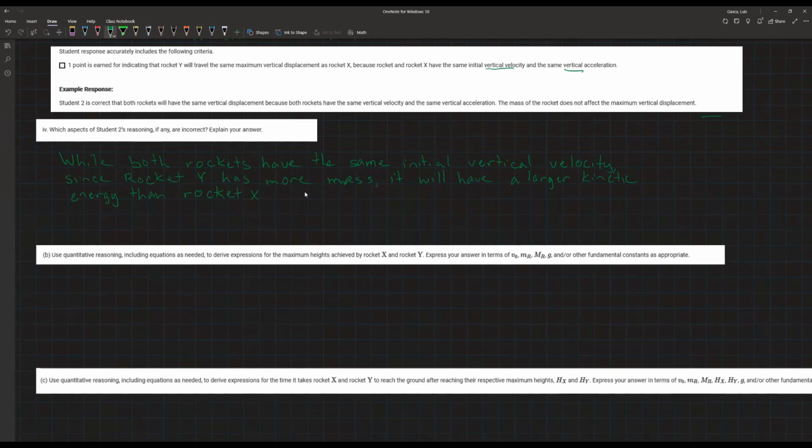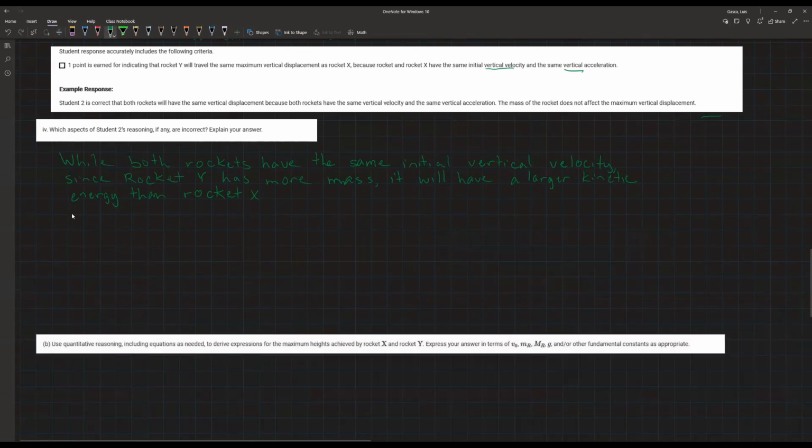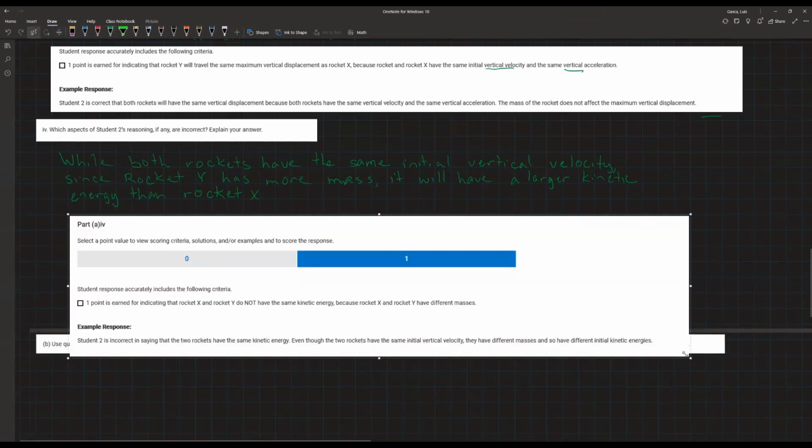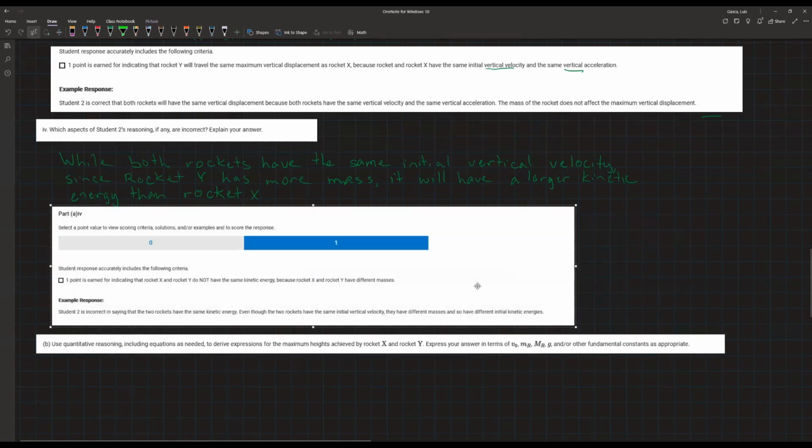Okay. And if we want to, we can go ahead and get the reasoning here that they're looking for in this section. Oops, Control Shift S. The College Board's explanation. And let me shrink that a little bit. So student 2 is incorrect in saying that the two rockets have the same kinetic energy. Even though the two rockets have the same initial vertical velocity, they have different masses, so they have different kinetic energies.